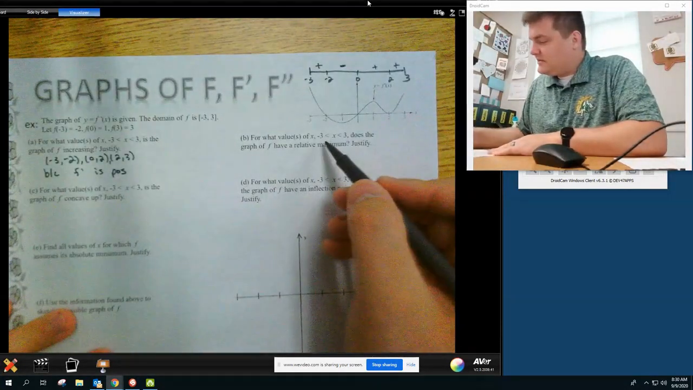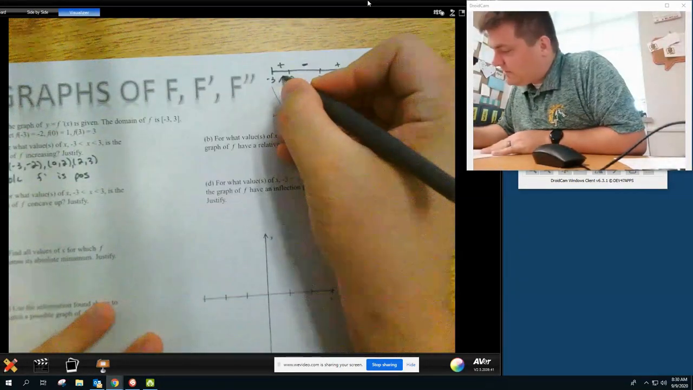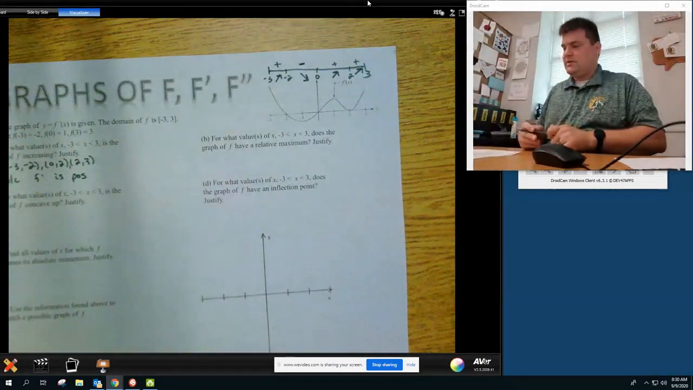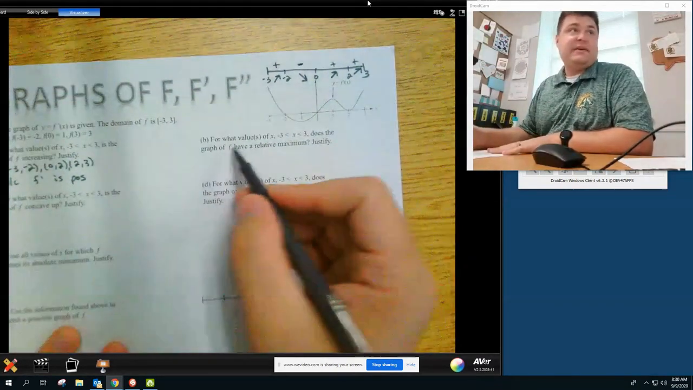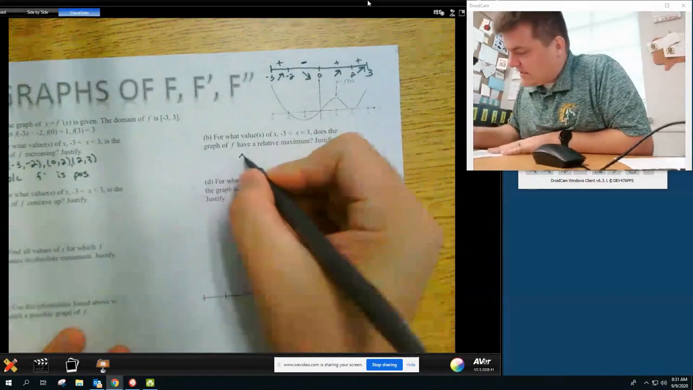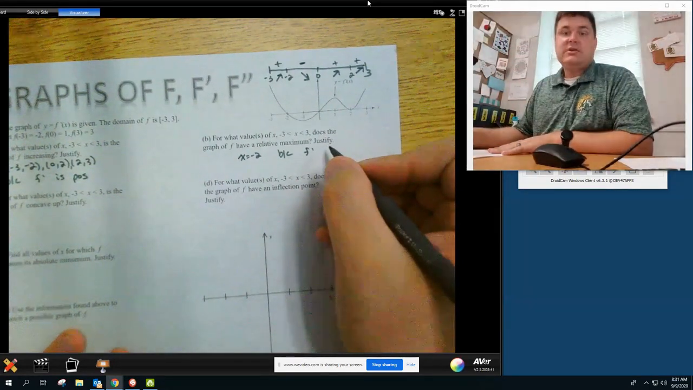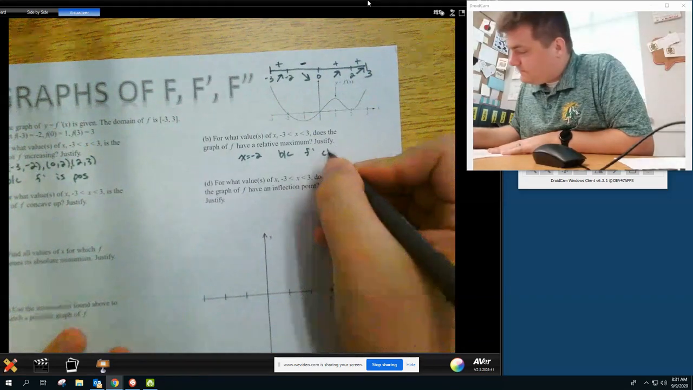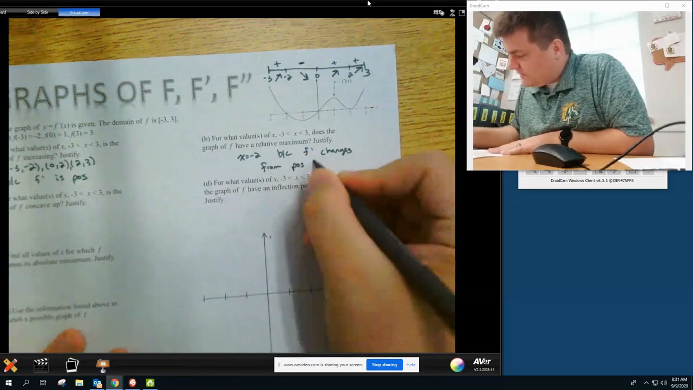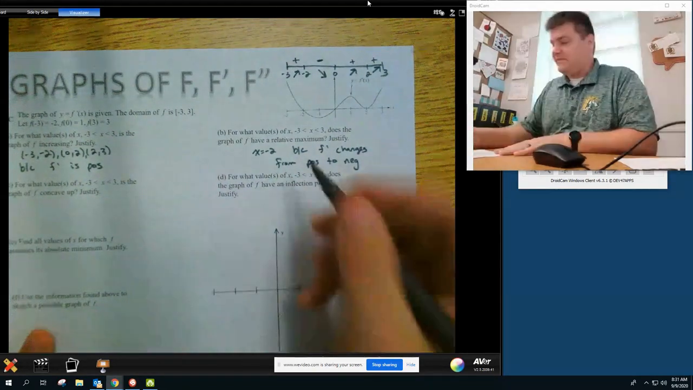For what values of x does the graph have a relative maximum? So let's look at my sign chart. Do my little arrows here. That's increasing, decreasing, increasing, increasing. Okay, so I'm looking for just x values. Where's my only time that I have my max? It's actually going to be here at negative 2. So it's going to be at x equals negative 2 because f prime changes from positive to negative. And that's good enough for me. That's all you need to do. So that's how I find your relative maximum.